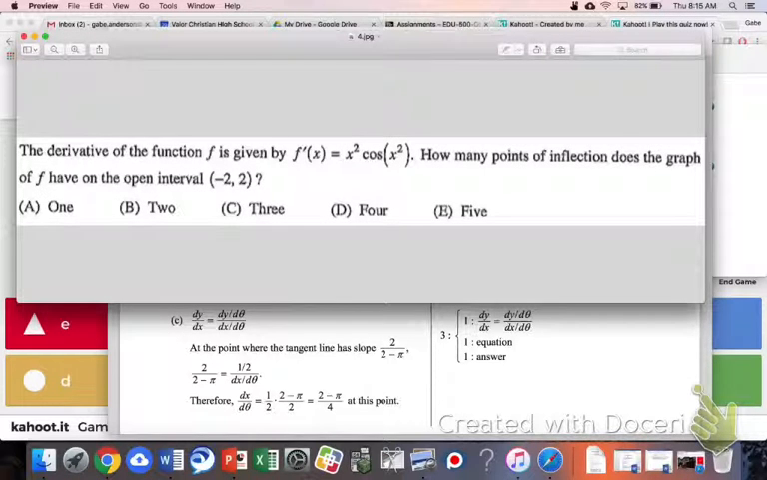All right. Hey guys, listen up, please. Well over half of you missed this one. The derivative of a function is given by f prime equals that right there. How many points of inflection does the graph of f have on the open interval -2 to 2? So did you guys turn to your graphing calculator and graph f prime?